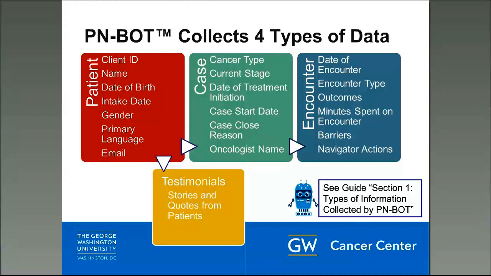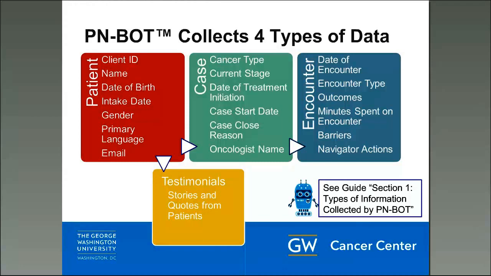So going back to the triangles, anytime you enroll a brand new patient, you always want to start with a patient record. You can't start at the case, encounter, or testimonials level because you'll be prompted to first specify who you're talking about before you can enter anything else. So for example, if I tried to start by entering information about cancer type, PNBot would want to know, well, who's the person that you're referring to that has cancer? Or if I started with encounter, they would want to know, who is this encounter for?